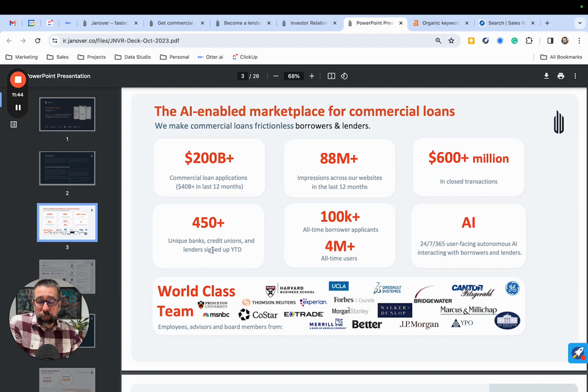Here's the other real telltale sign. Unique banks, credit unions, and lenders signed up year to date. So they have 450 lenders and banks and credit unions. So I'm guessing most of their borrower volume is actually coming from these credit unions and banks, and then they're connecting them to the lenders who are another part of that network, right? So most of that volume coming in here, I would guess they're counting off of the banks and credit union sites. And again, I'm all surmising here, but I want to show you that we're building a case that nothing is happening on that particular website that is driving this business.